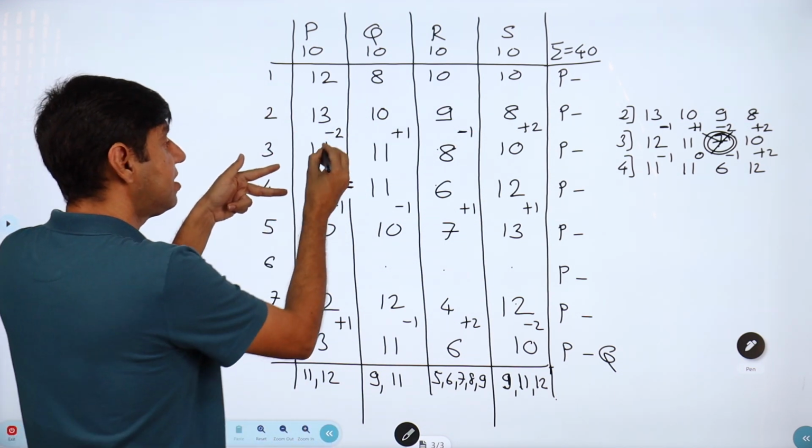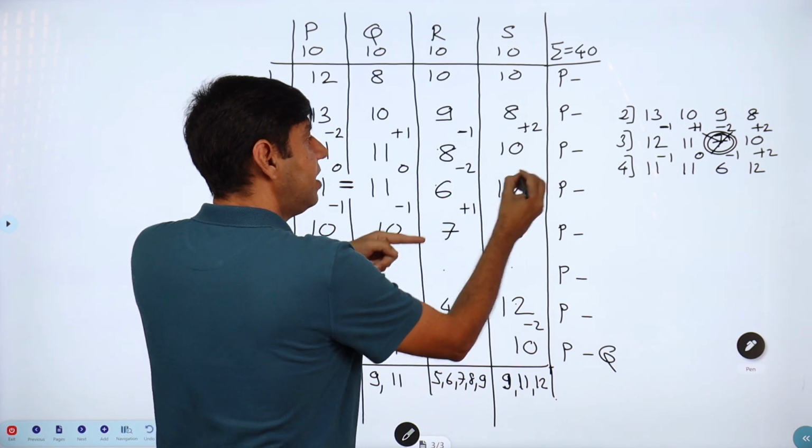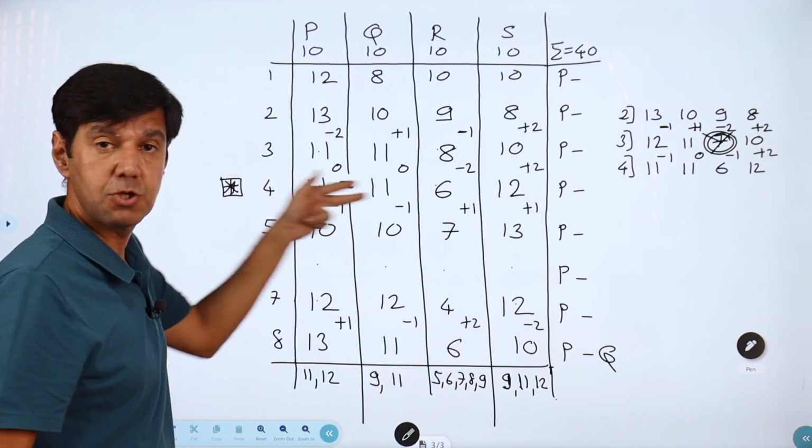Let's see 3 to 4, is it good enough? There's no change here, there's no change here. Is there a decrease of 2 here? Is there an increase of 2 here? Yes. So everything is good enough.